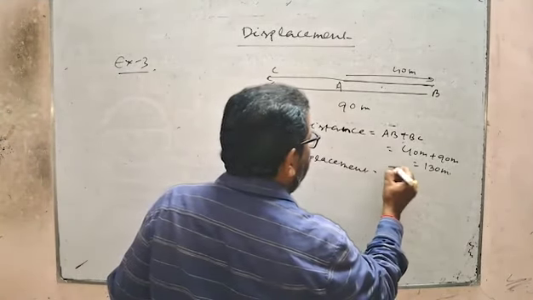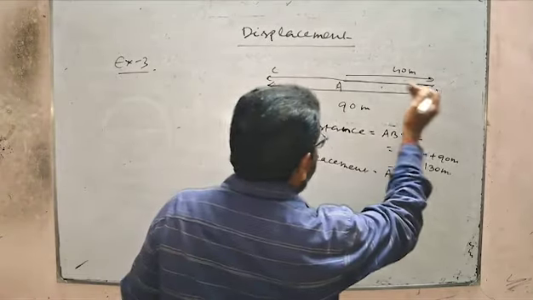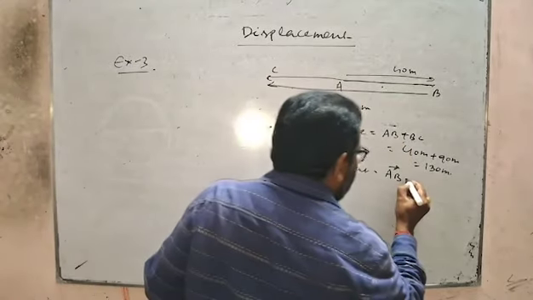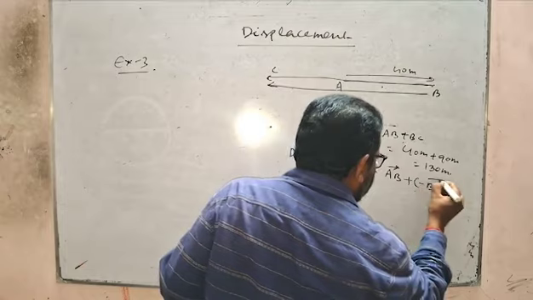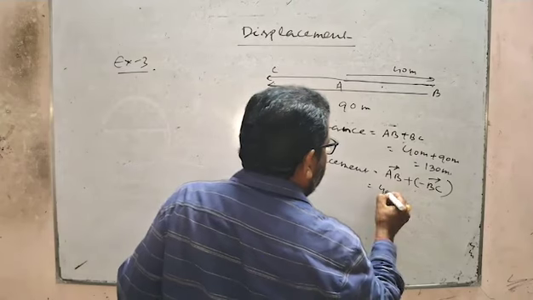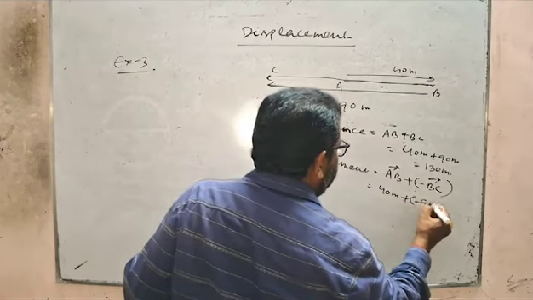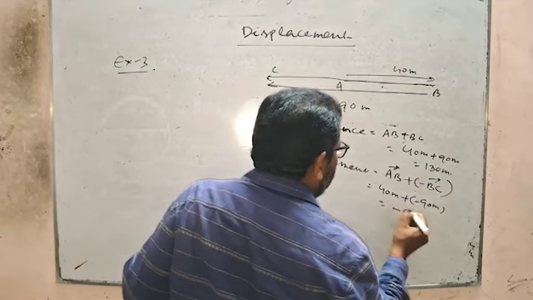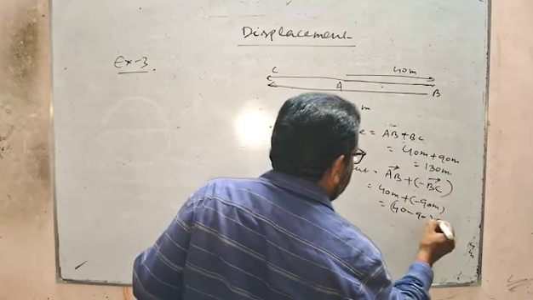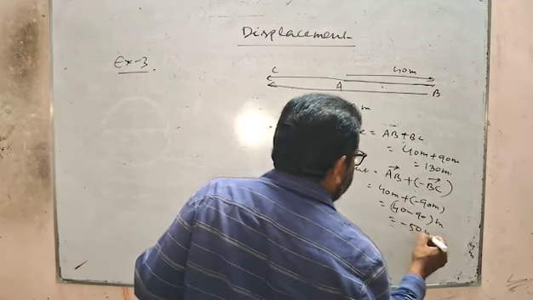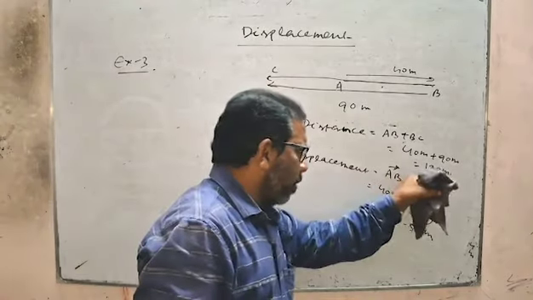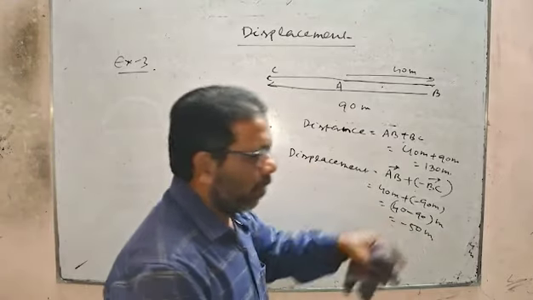But displacement: first he moves from A to B, then it comes back along the same path, means negative. AB plus minus BC. This is vector. 40 meter plus minus 90 meter, that is equal to 40 minus 90, that is equal to minus 50 meter. Here distance is 130 meter. Displacement becomes negative here.